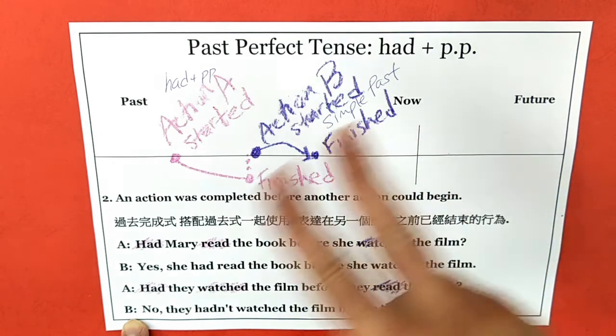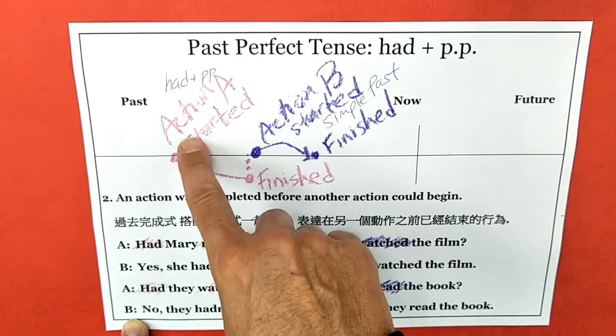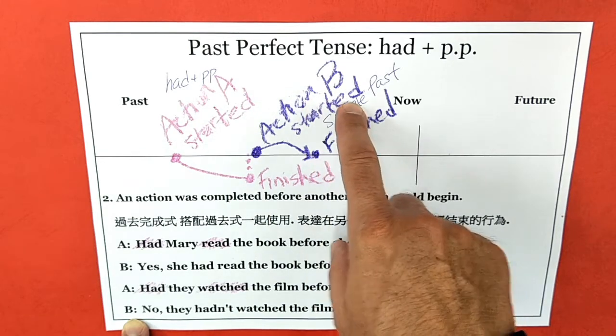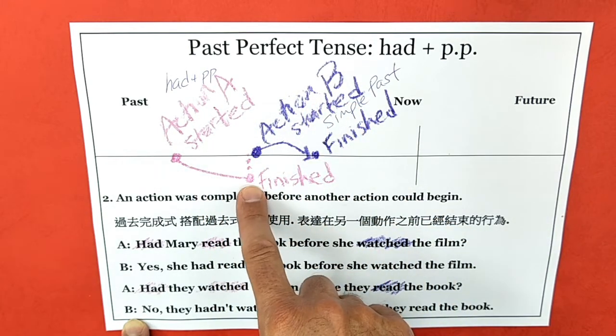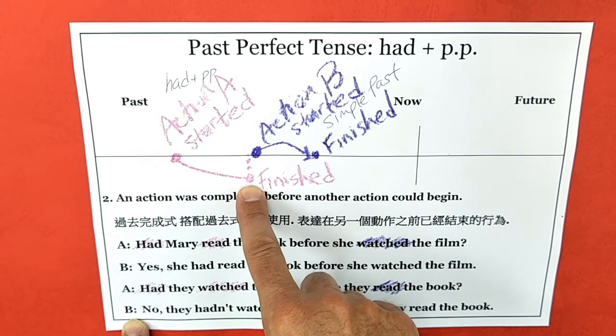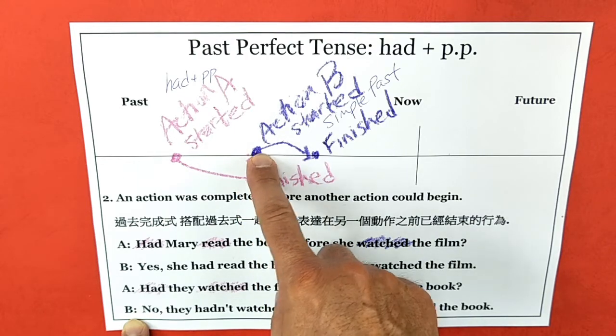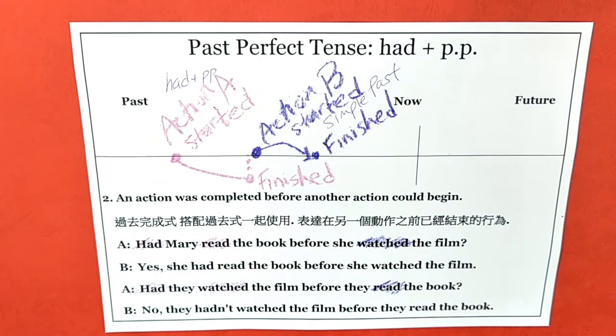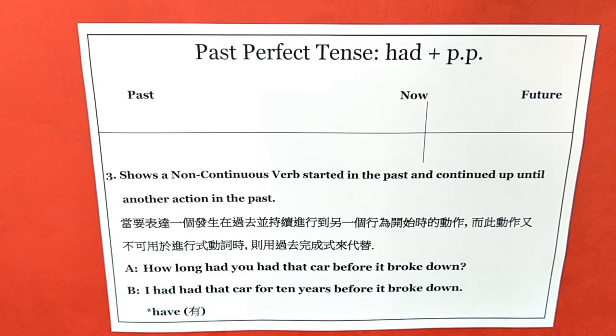Again, two things are happening. Two actions. Action A, action B. Action A started, it finished. As soon as action A finished, action B started, and then finished. All of this in the past. Okay, past perfect tense, had plus PP.